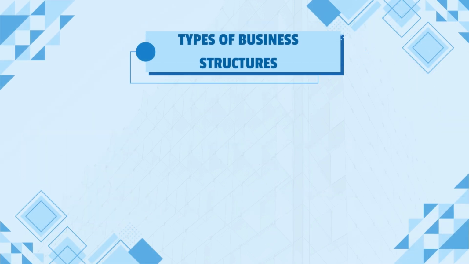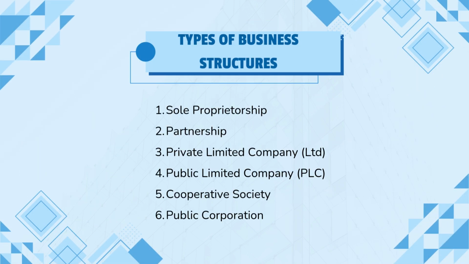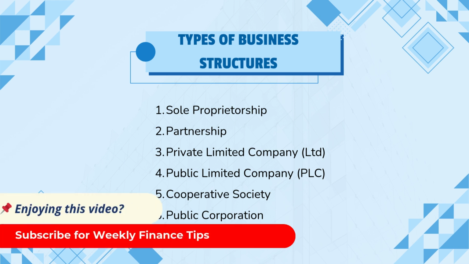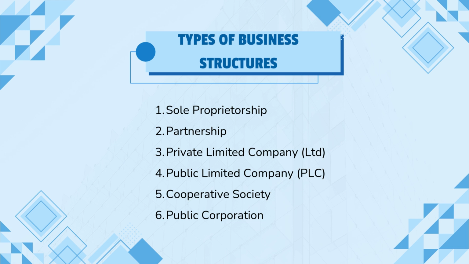Types of business structures. There are 6 main types of business structures. We have number 1, sole proprietorship. Number 2, partnership. Number 3, private limited company. Number 4, public limited company. Number 5, cooperative society. And then number 6, public corporation. Let's go through each one so it is easy to remember.